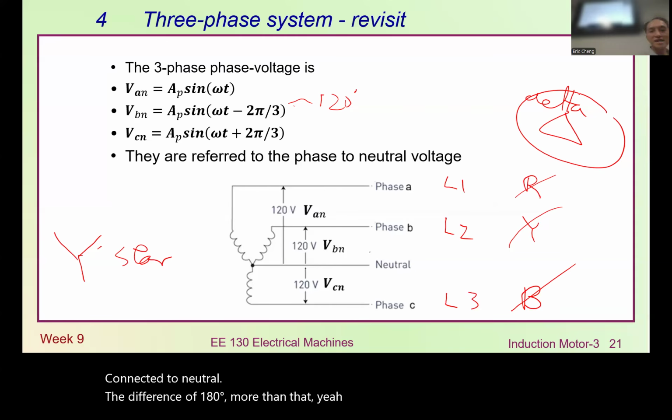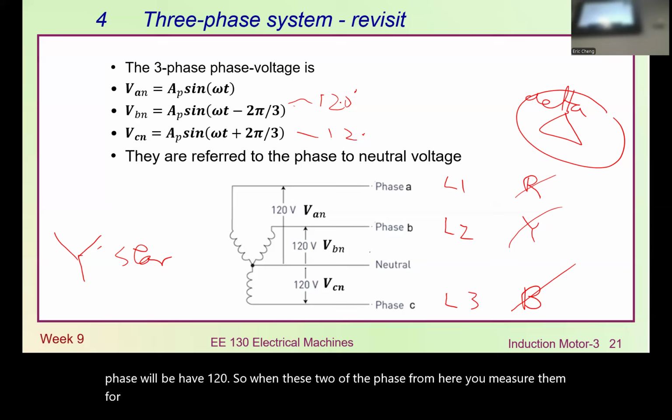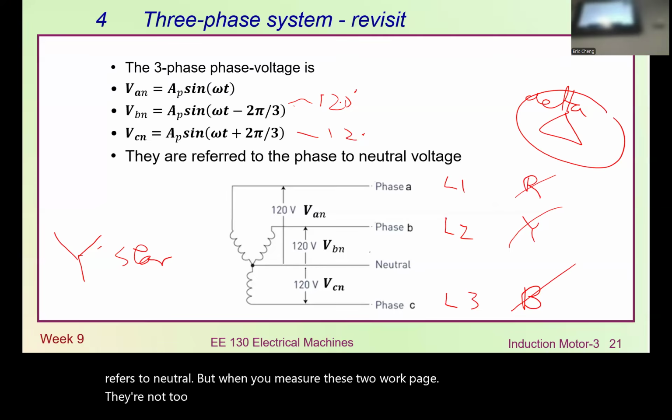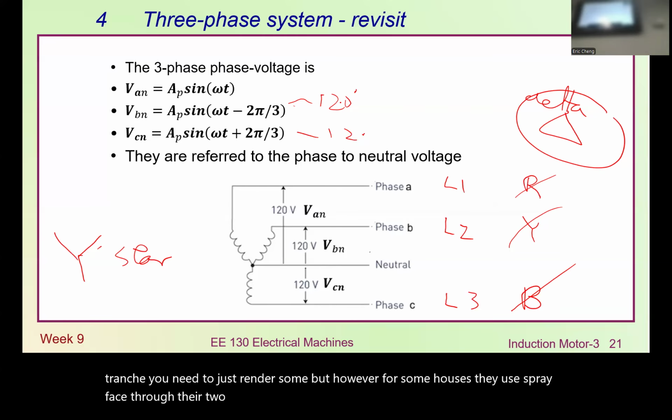You see, in here each phase will have 120. When you measure these two phases, for instance A and B, they are different by 120, and each 120 refers to neutral. But when you measure these two voltages, they're not 240 because they have a phase angle of 120. You need to use a phasor sum. However, for some houses, they use split phase, so they're two phases 180 degrees to each other.